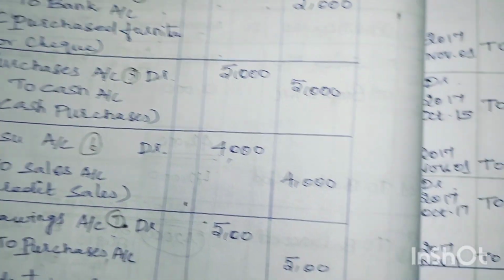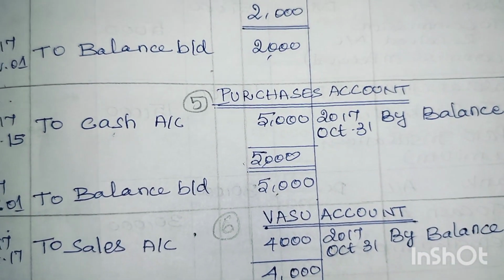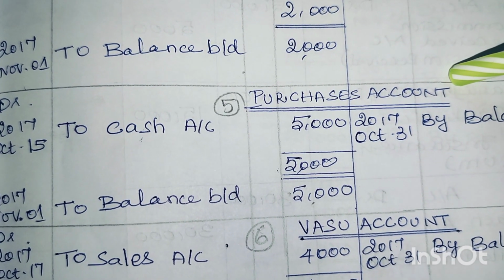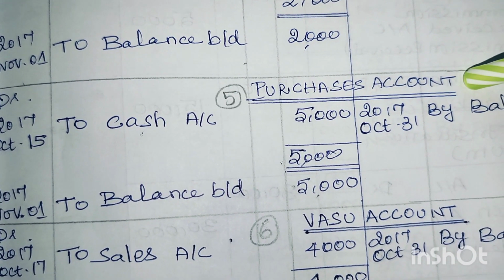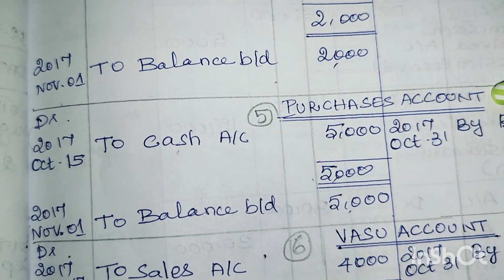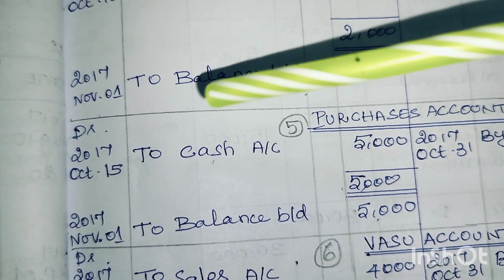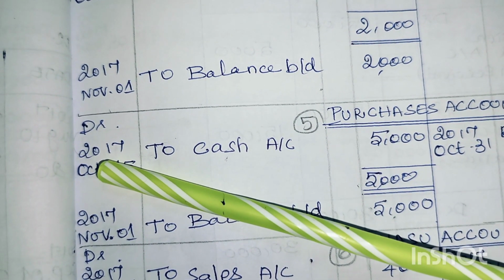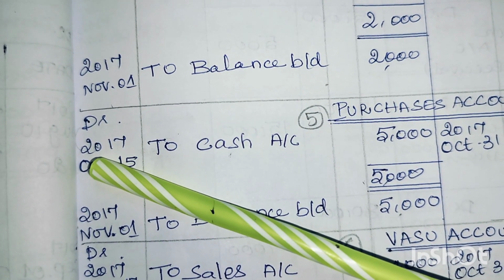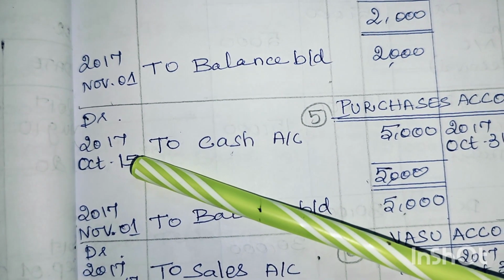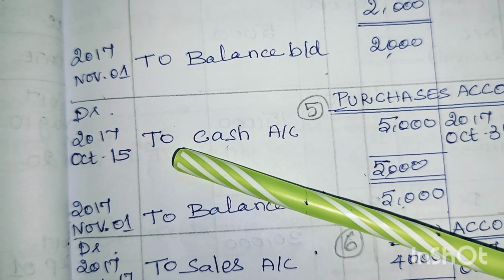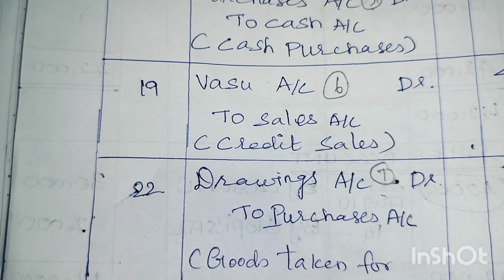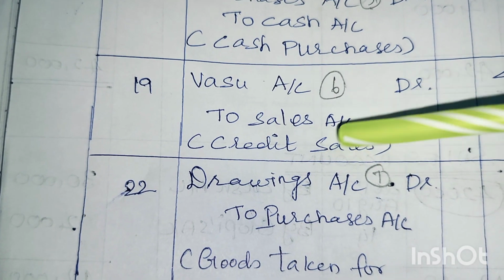So what we do, first we write the name of the respective account. Purchases account, we write it on the top middle. This is the name of the respective account. Then which side does the purchases account have? It is on the debit side. So we go to the debit side and write the date in the date column, 2017 October 15. What is the opposite account from the purchases account? Cash account. So to cash account, how many rupees? 5,000 rupees.